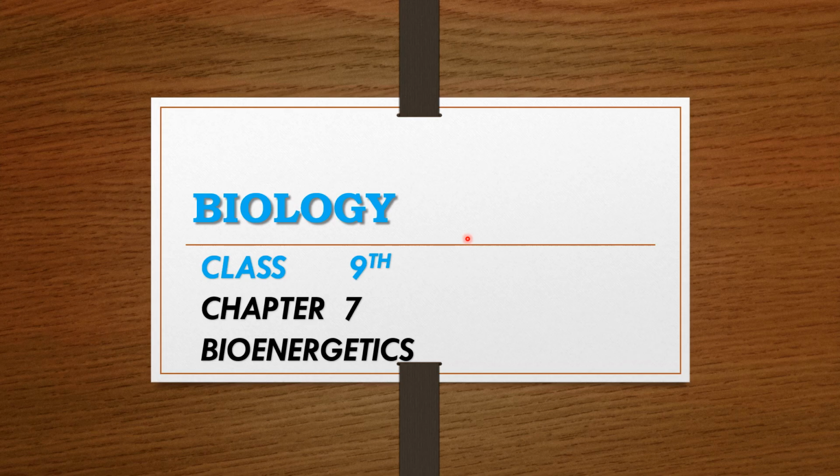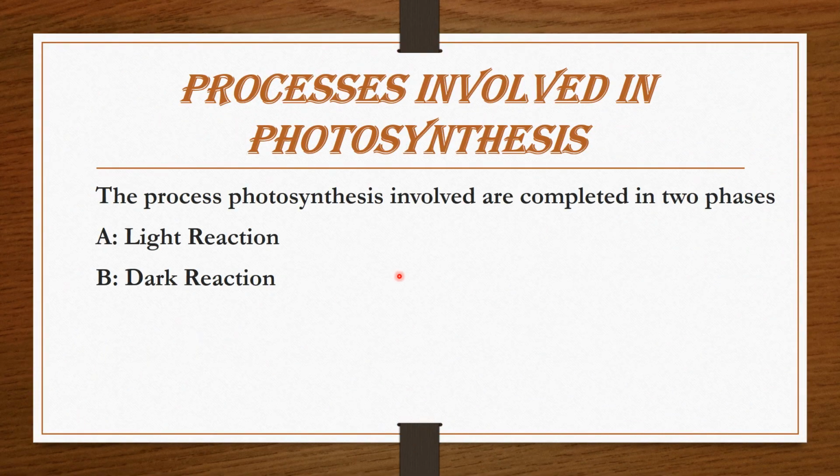Once again, we are here in biology class 9th with the same chapter 7, Bioenergetics. Today we have another topic: the processes involved in photosynthesis. Which kind of processes are there actually in photosynthesis? What happens during photosynthesis?